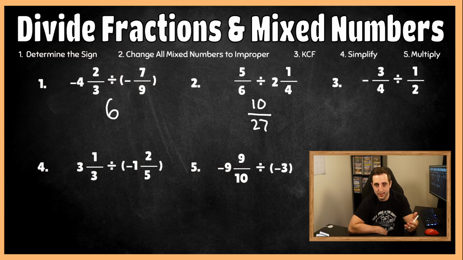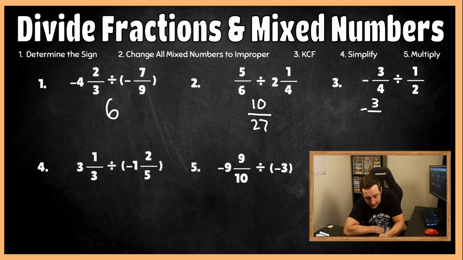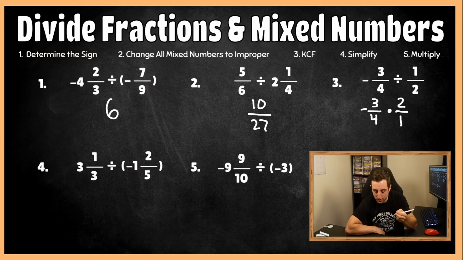I don't see any mixed numbers this time around, so we're going to skip that step, and we're going to utilize keep, change, flip. So keep negative 3/4 the exact same. We're going to change division to multiplying, and then we're going to flip it so it's now 2 over 1. Check to see if you can simplify anything. Well, 2 and 4 are both divisible by 2.